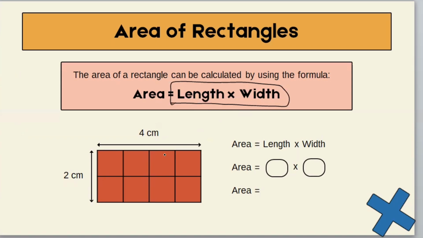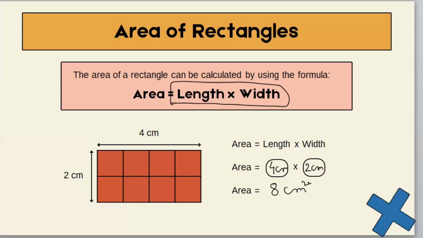So how can we find the area of this rectangle? The formula is area is equal to length times width, and the length is 4 centimeter and the width is 2 centimeter. So what will be the area? 4 times 2 is 8 centimeter square.